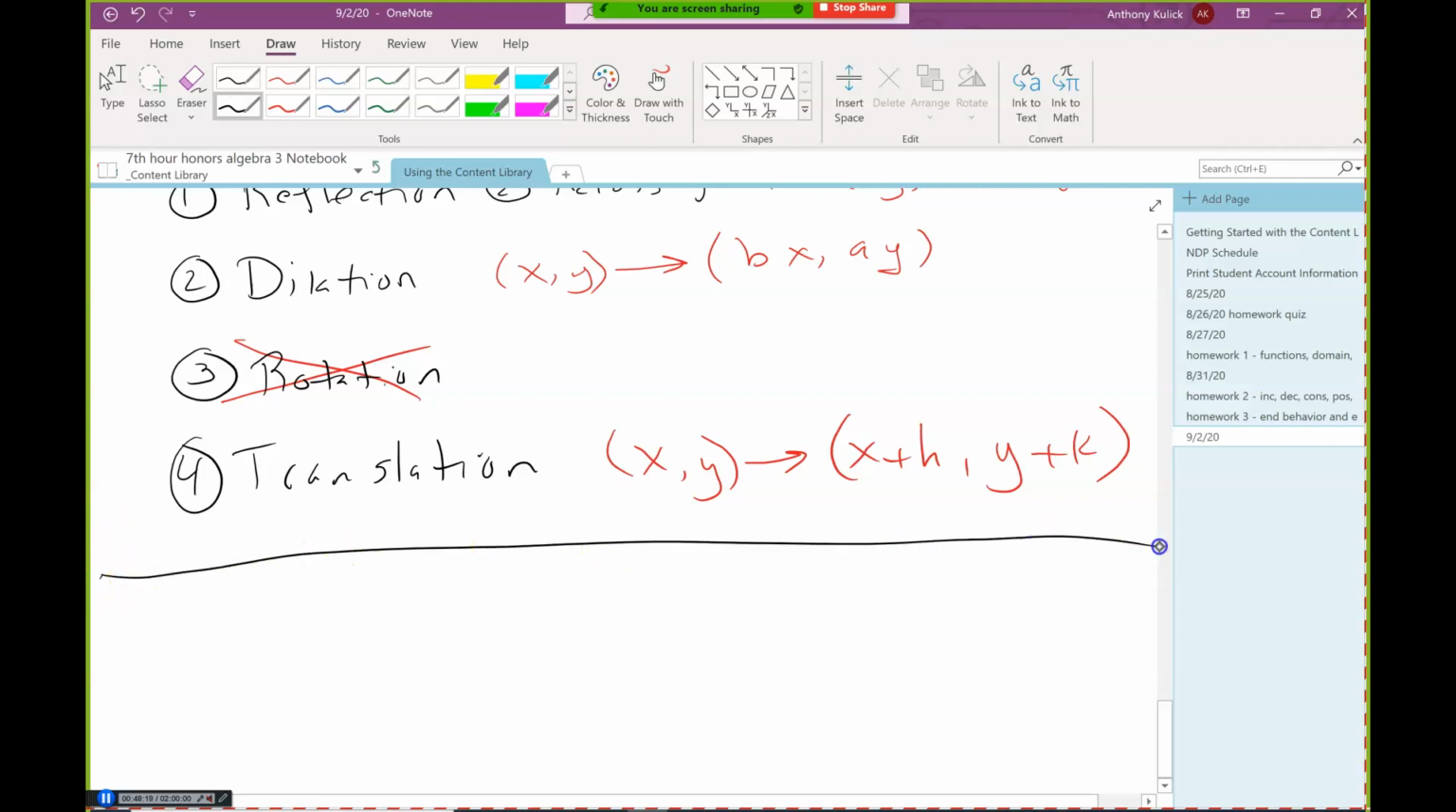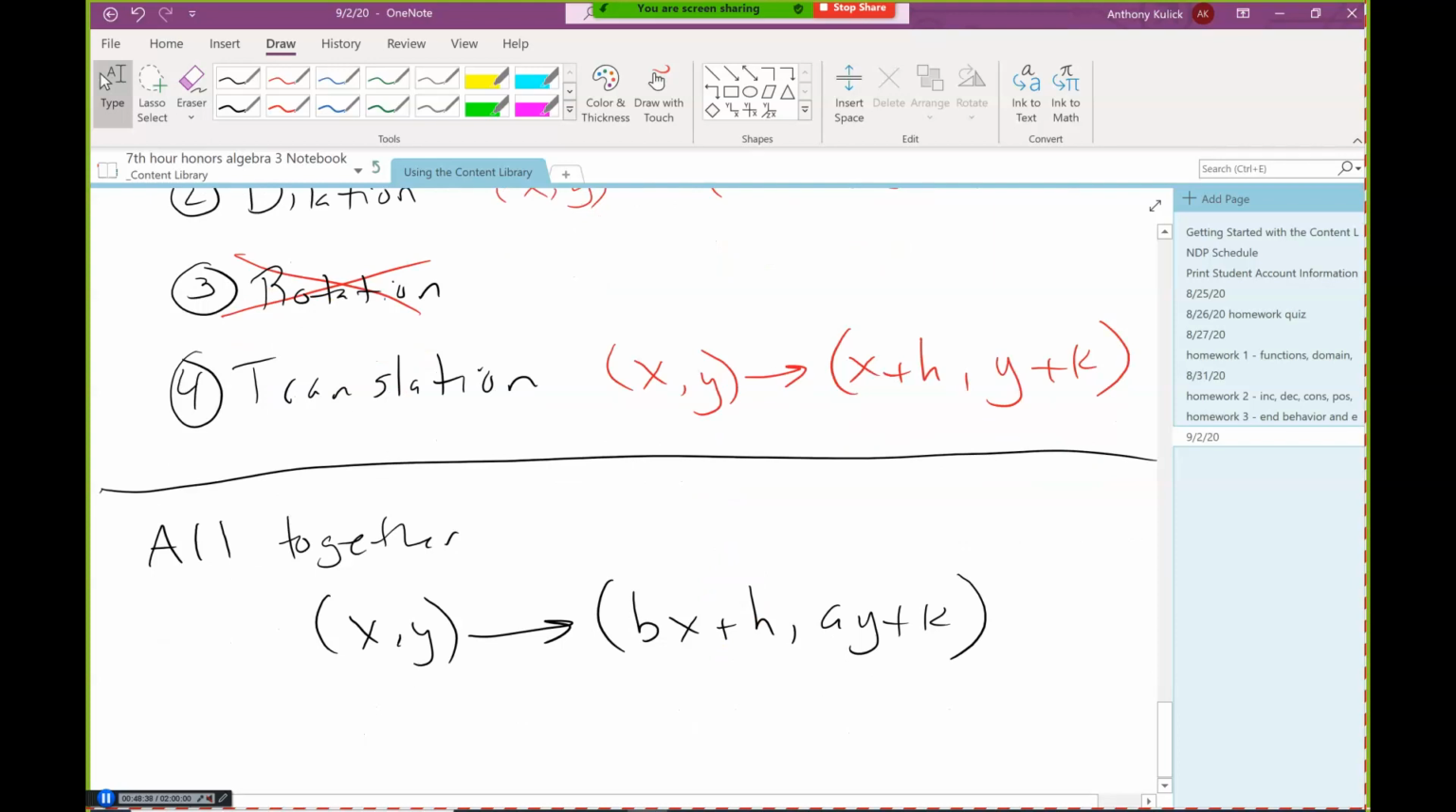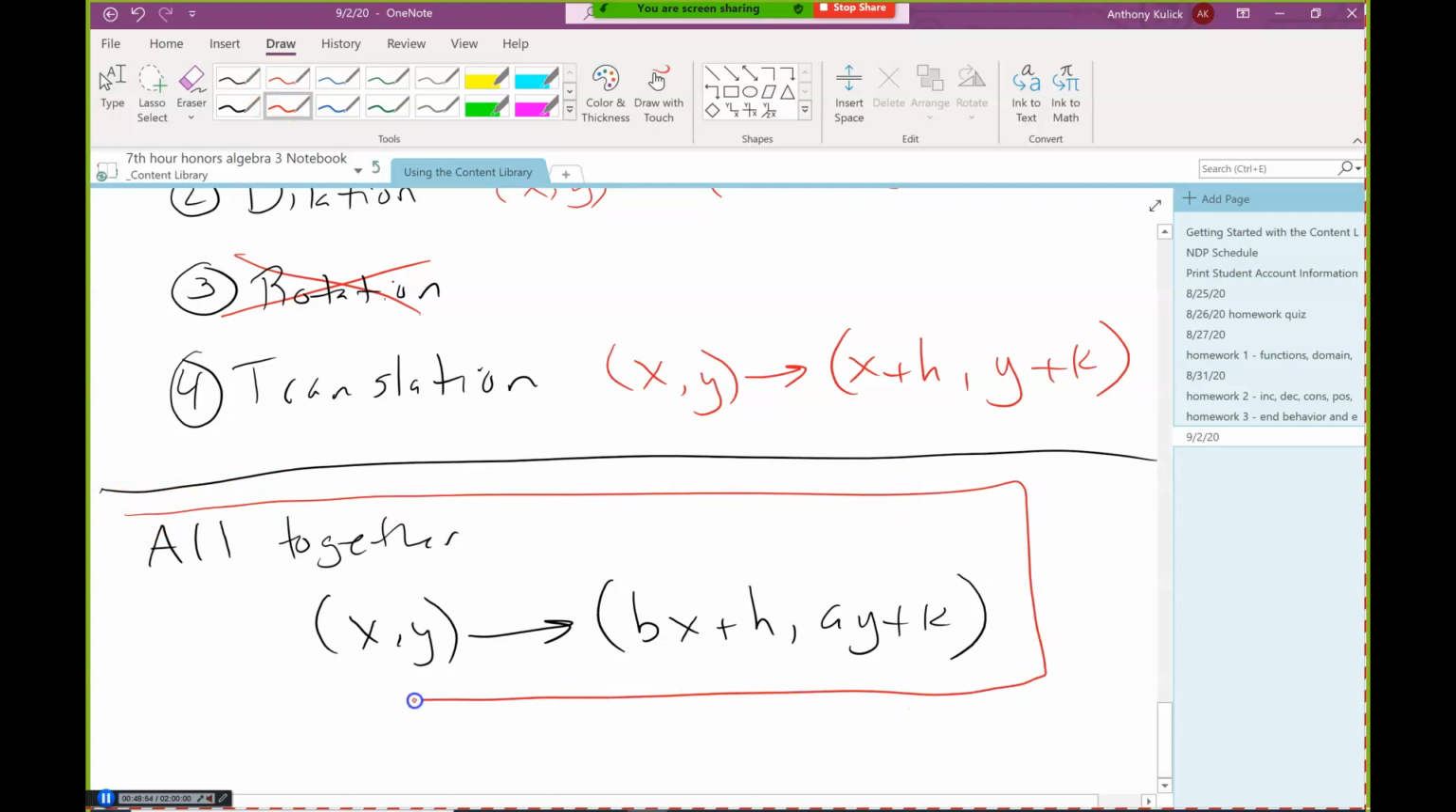If we put this all together, if I'm doing all of the other than a rotation, if I'm doing the 3 transformations that we talked about there all at the same time, that's what the transformation map would look like. And that's something that'll be pretty useful, and we'll return to this at the end when we do some examples. Yes? Is that ay plus k then? Yes. Yep. So it's bx plus h, comma, ay plus k.